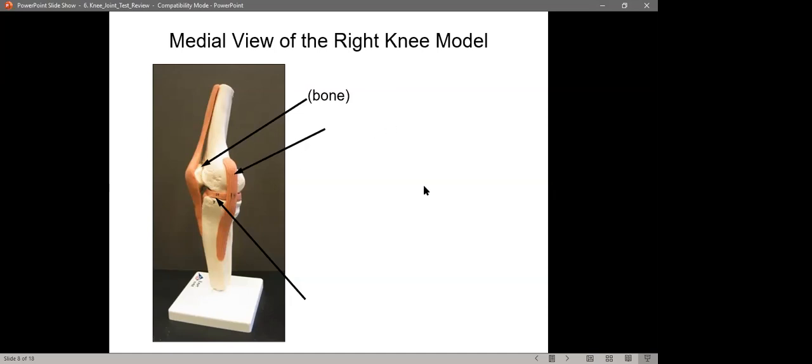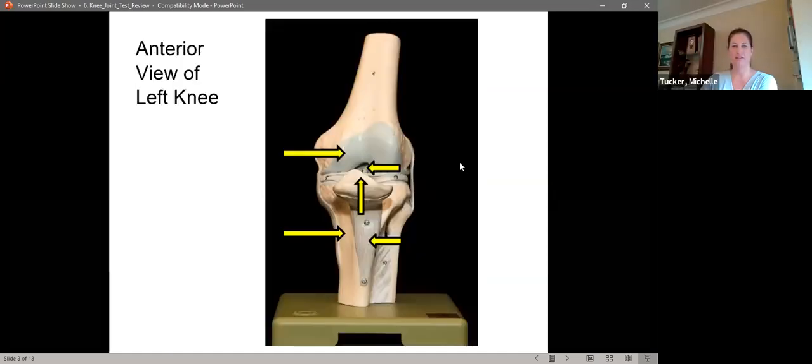Very good. Okay, so this is looking at the knee from the front. So it says anterior view of the knee. This is looking for a bone marking of the femur, known as the what surface?